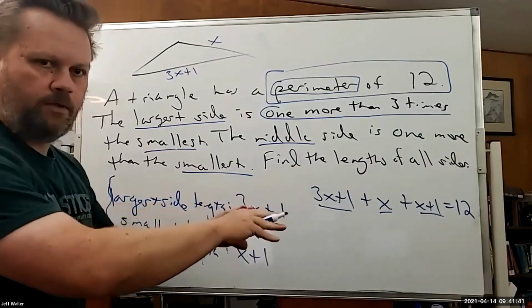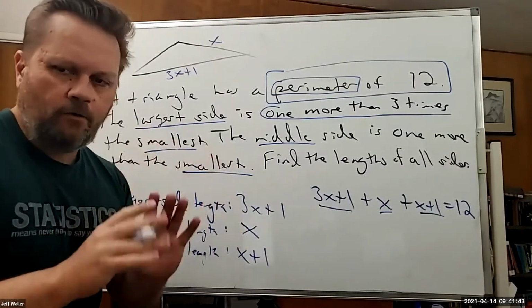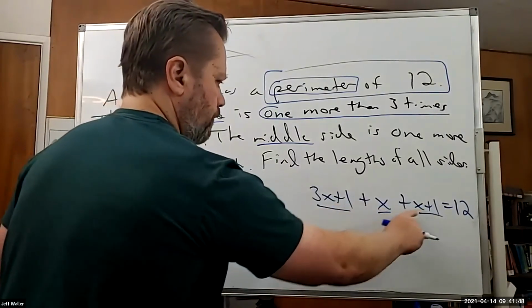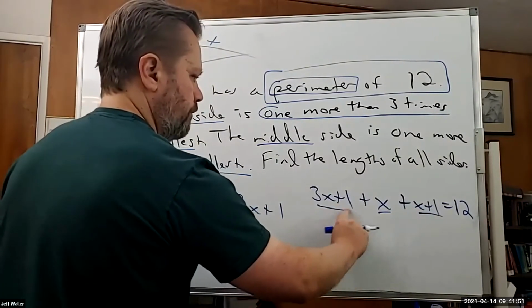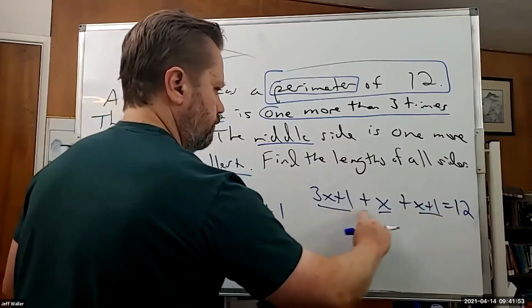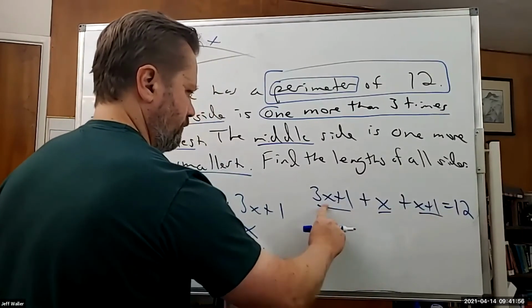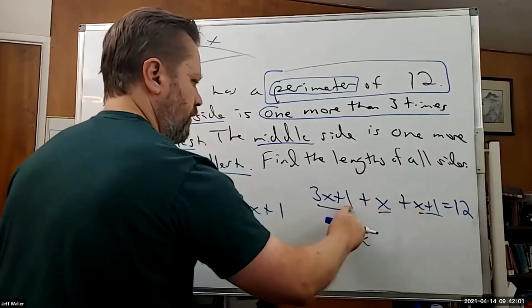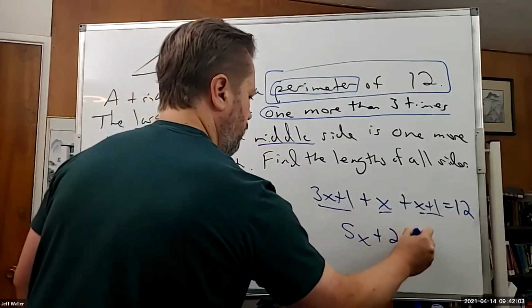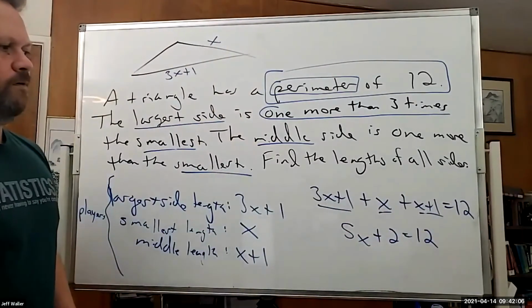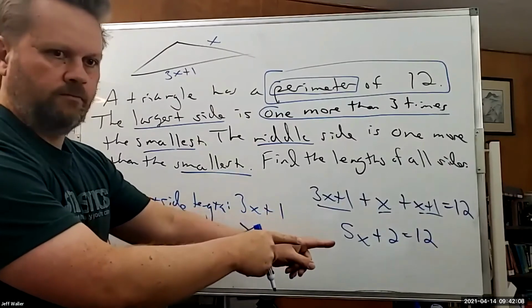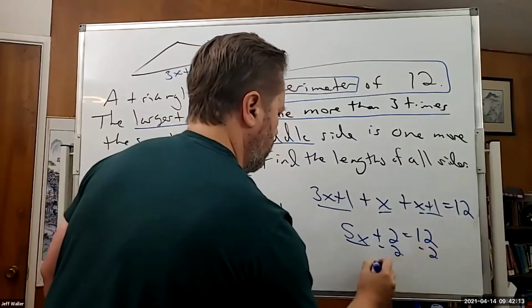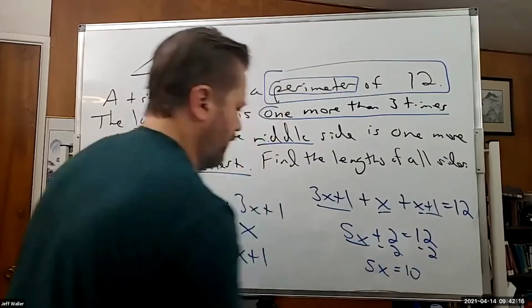So this one is not that horrible, right? What do you guys get when you combine like terms here? 5x plus 2. 5x, good, because 3x, 4x, 5x, and 1 plus 1 is 2, equals 12. I like it. And what do you do? Subtract 2, good, so I can get the thing with x in it by itself. 5x is 10. And then, of course, the last step.